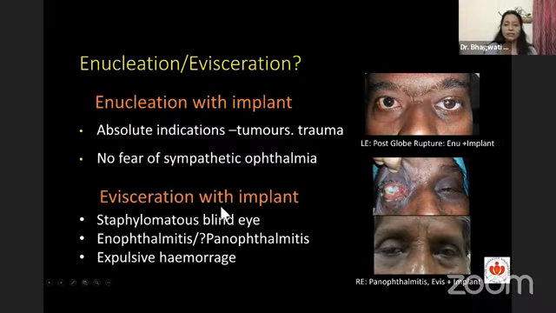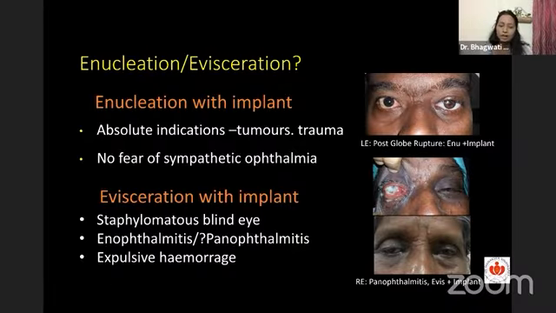Now, evisceration is a simple surgery. It is less complex and it gives very good implant motility and there is less bleeding. Hence, most oculoplastic surgeons prefer evisceration with implant in all the other cases. So, evisceration with implant can be done in a staphylomatous eye or it can be done in endophthalmitis. But for panophthalmitis, there are different schools of thought.